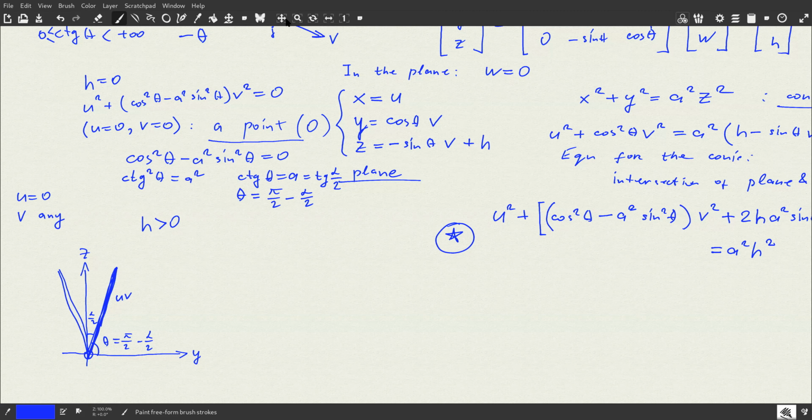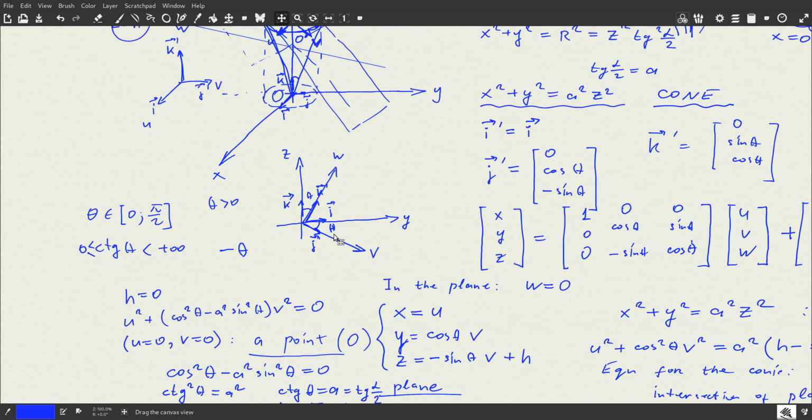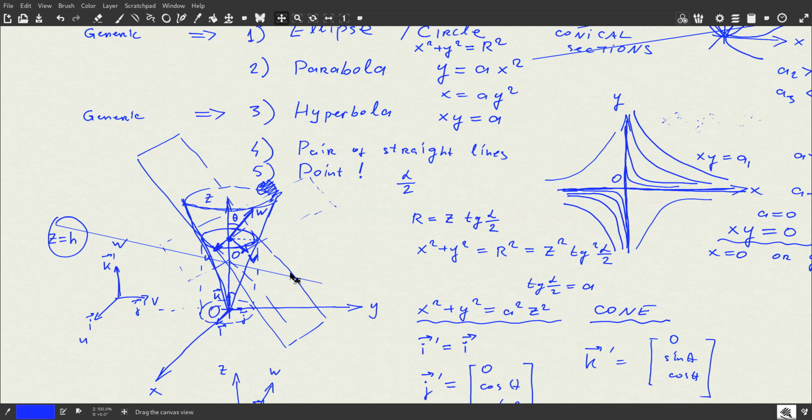So returning to our classification, you see that there are many possible cases. We have 4A, which is a single straight line. Still possible. It is not a second order curve, but it is a conic. Conic, but not a second order curve.